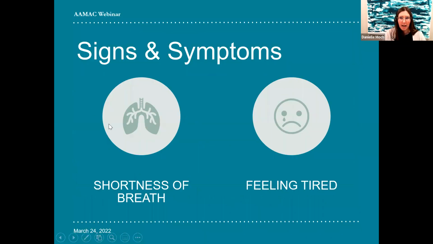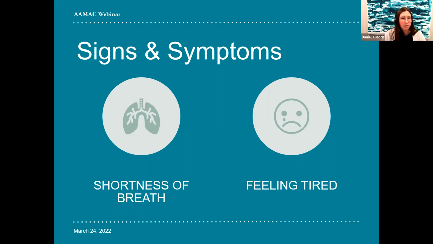So the main common side effects of MDS include shortness of breath and feeling tired. It can progress to acute myeloid leukemia in about 1/3 of people. Now, when I was doing the research for this, that number seems to vary depending on where you find information about this. It's higher in some journal articles and it's lower in others. So just on average, about 1/3 of people will go on to develop AML.